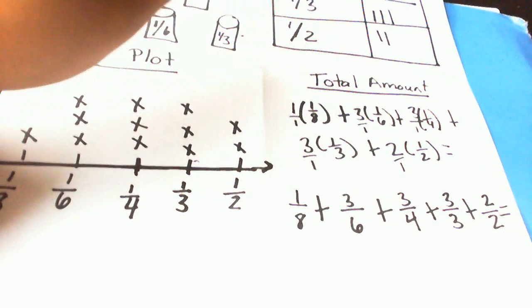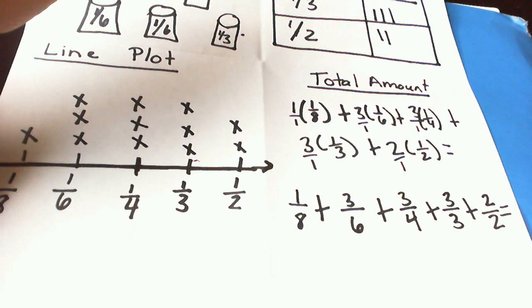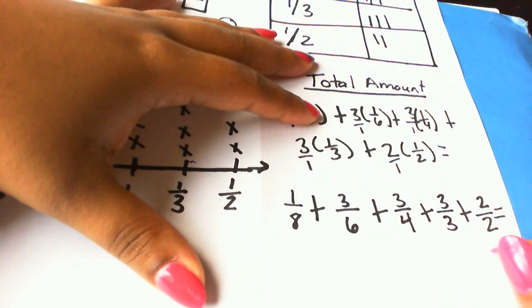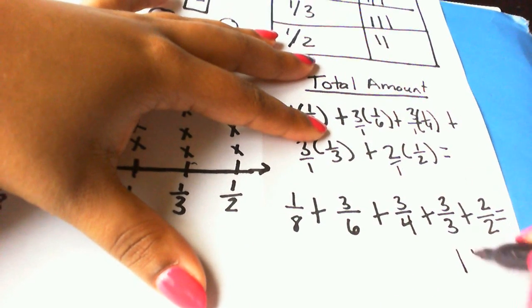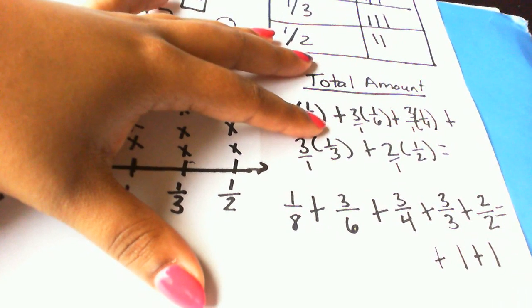But we're not finished yet, because now we actually have to add these together because we're trying to find the total amount. So, looking at these two, 3 over 3, 2 over 2, I know that these are just going to be 1. So we can kind of leave those to the side for a moment.